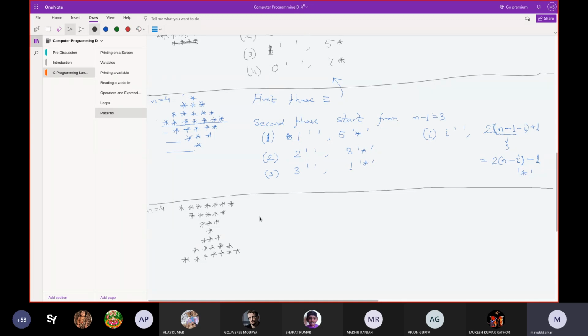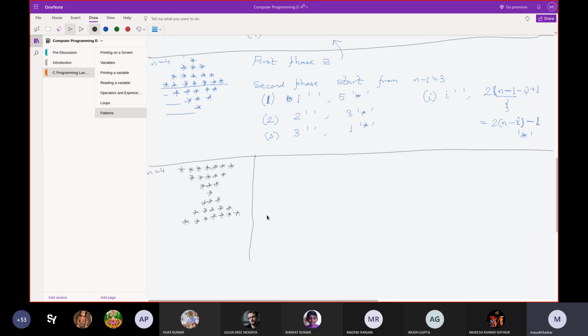Now this pattern, obviously there will be two phases. First phase will print up to this, and second phase will print this. I am giving you 2 to 3 minutes. Tell me the pattern for the first page.